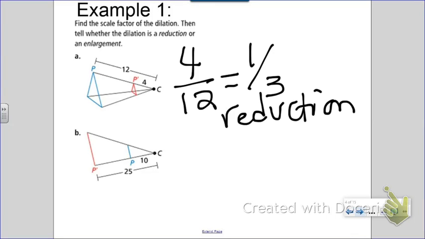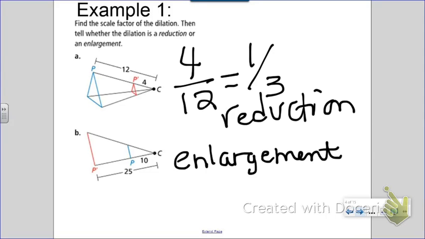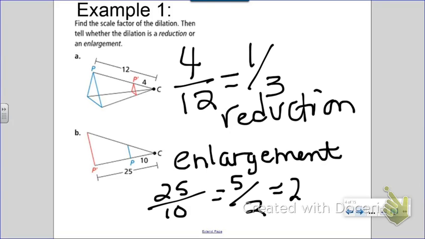On the next one, it's going to be from the small to the big one, so this is going to be an enlargement. So on this one, we go from the larger over the smaller number, reduce it, divisible by 5, so 5 over 2, 2.5 times bigger.